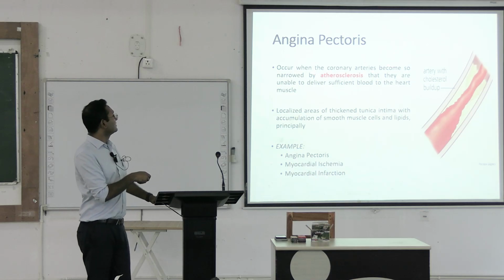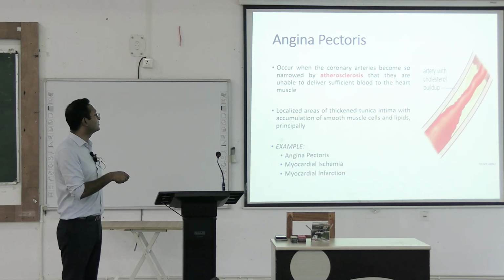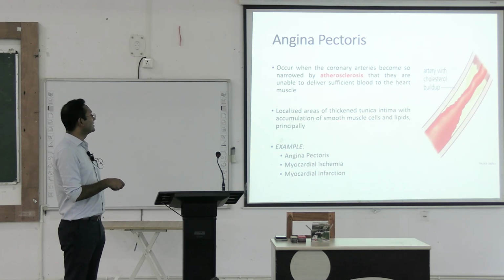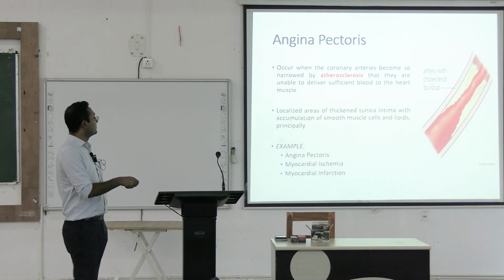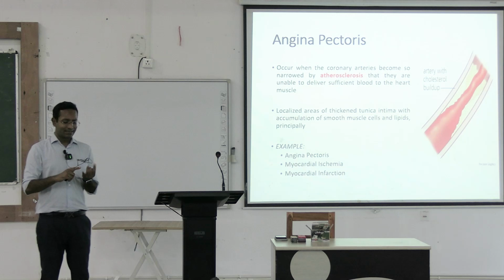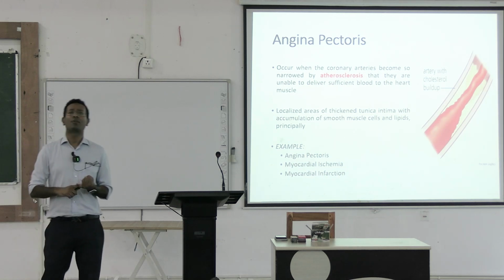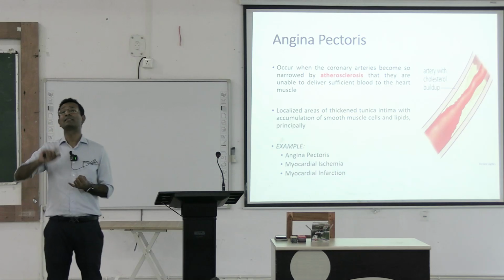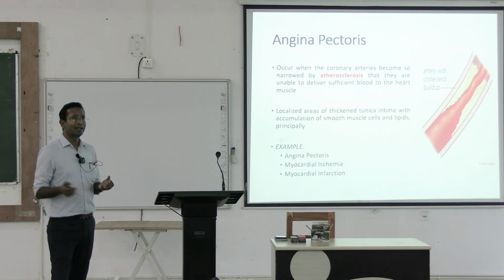So, it occurs when the coronary arteries become narrowed by atherosclerosis so that they are unable to deliver sufficient blood to the heart muscle. Localized areas of thickened tunica intima with accumulation of smooth muscle cells and lipids principally, as you see in this picture. So, it could lead to angina or angina pectoris. It could lead to myocardial ischemia, which is reversible, or it could lead to myocardial infarction.